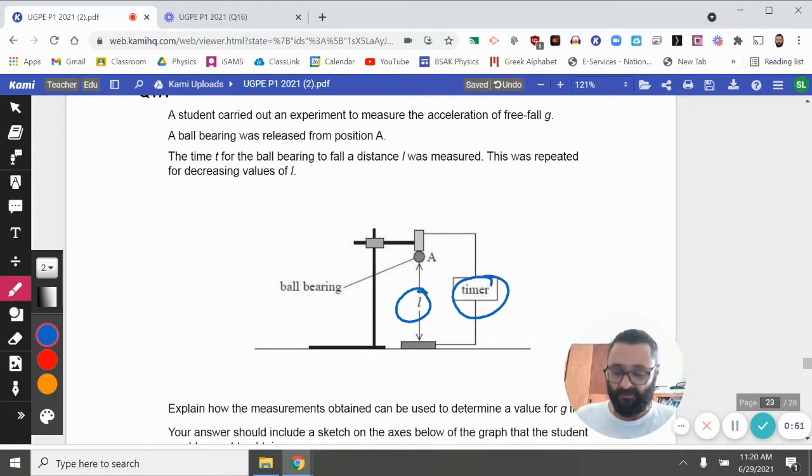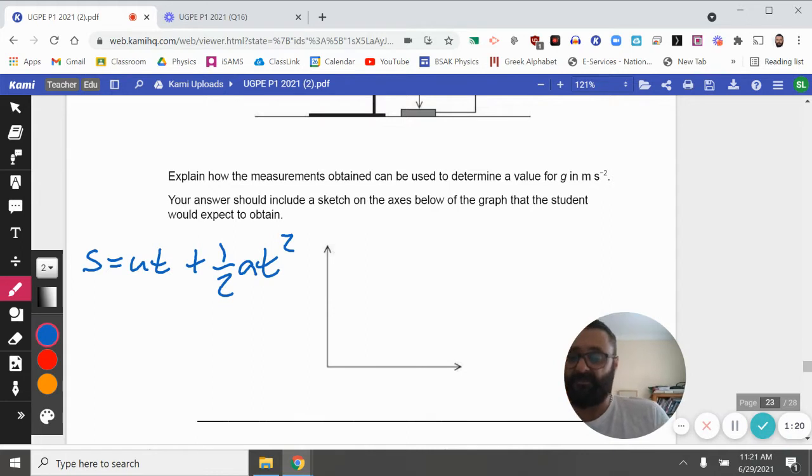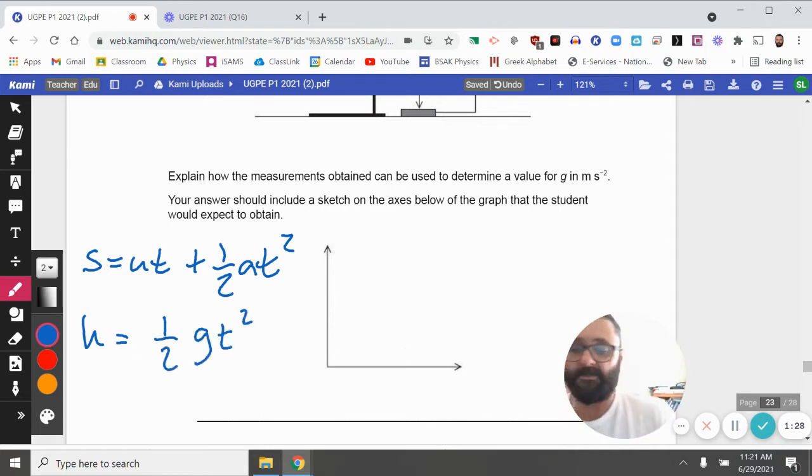Now, if a couple of you went down the route of measuring the final velocity, we don't need to do that. Not in this method. A few of you said, okay, we can calculate the average speed and then double it. Yeah, you can do that, but that is a bit of a convoluted way of doing it. There's a much simpler way, which is using the equation s = ut + ½at². Now it drops from rest, so this becomes h = ½gt².